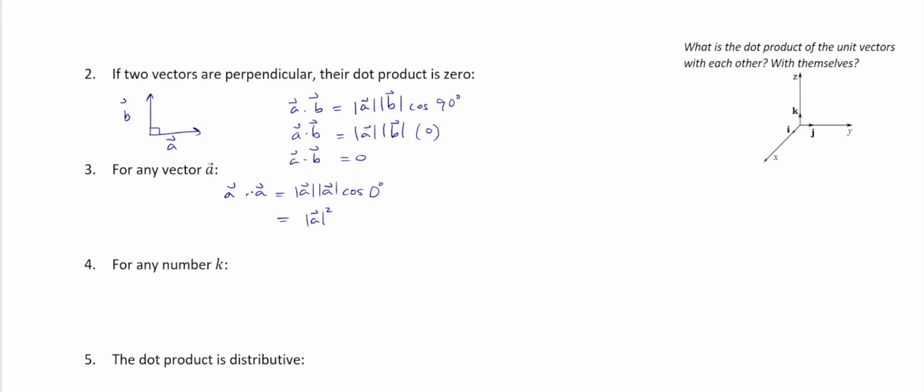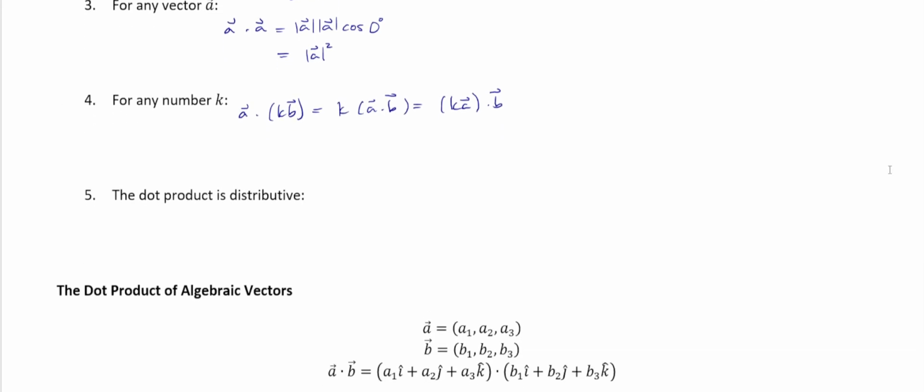For any number k, A dot kB is equal to k times A dot B, which is equal to kA dot B. So it doesn't matter where the k is located. It can be applied to B, to A, or to the dot product of the two vectors. The dot product is also distributive.